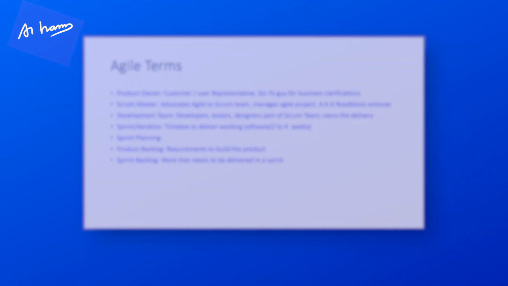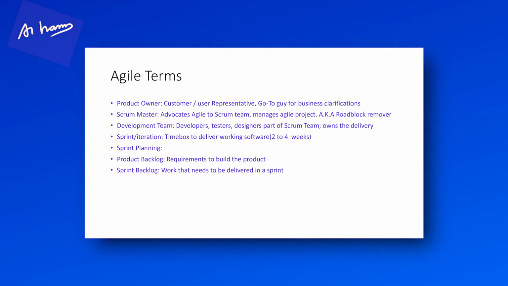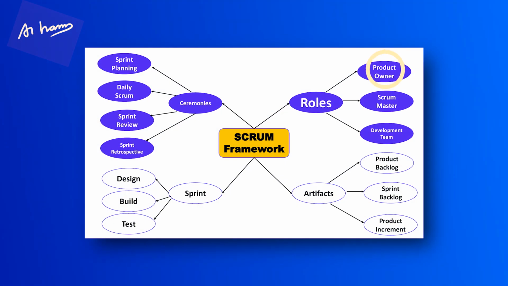Now I quickly want to run you through a few Agile terms. Before I get into the sprints, iterations of Scrum, XP, Kanban, and all these things, I wanted to go through a few of these terms with you. So what are these terms? First one, product owner. The product owner is a person who works with the business users and gets the user requirements. He maintains the product backlog.